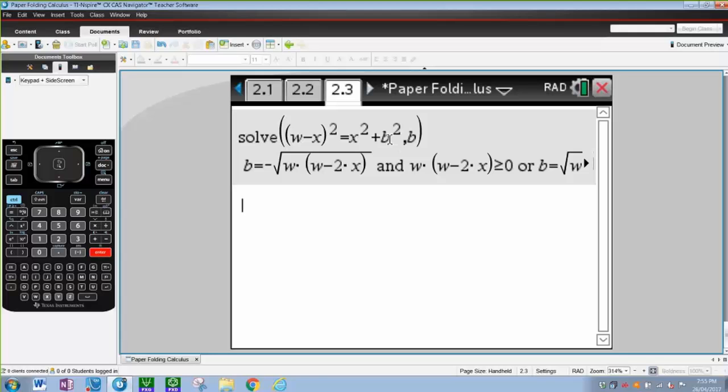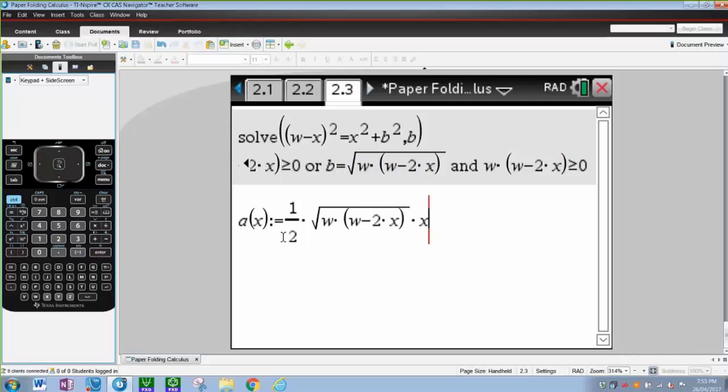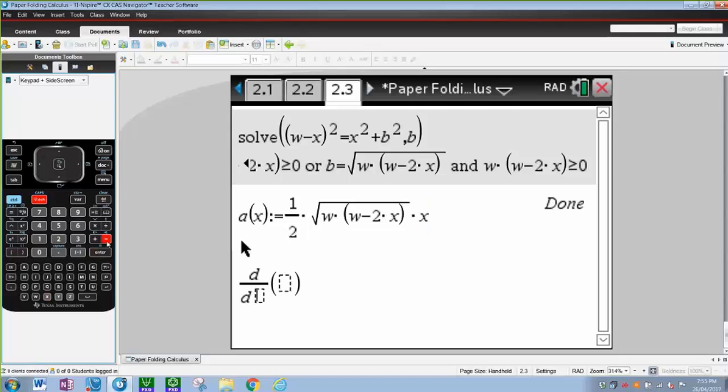So yet again, I'm going to define the area of our triangle using the control template again as 1/2 times the base times the height, which is x. So again, we have our area there. Now let's go ahead and differentiate that. Shift minus.